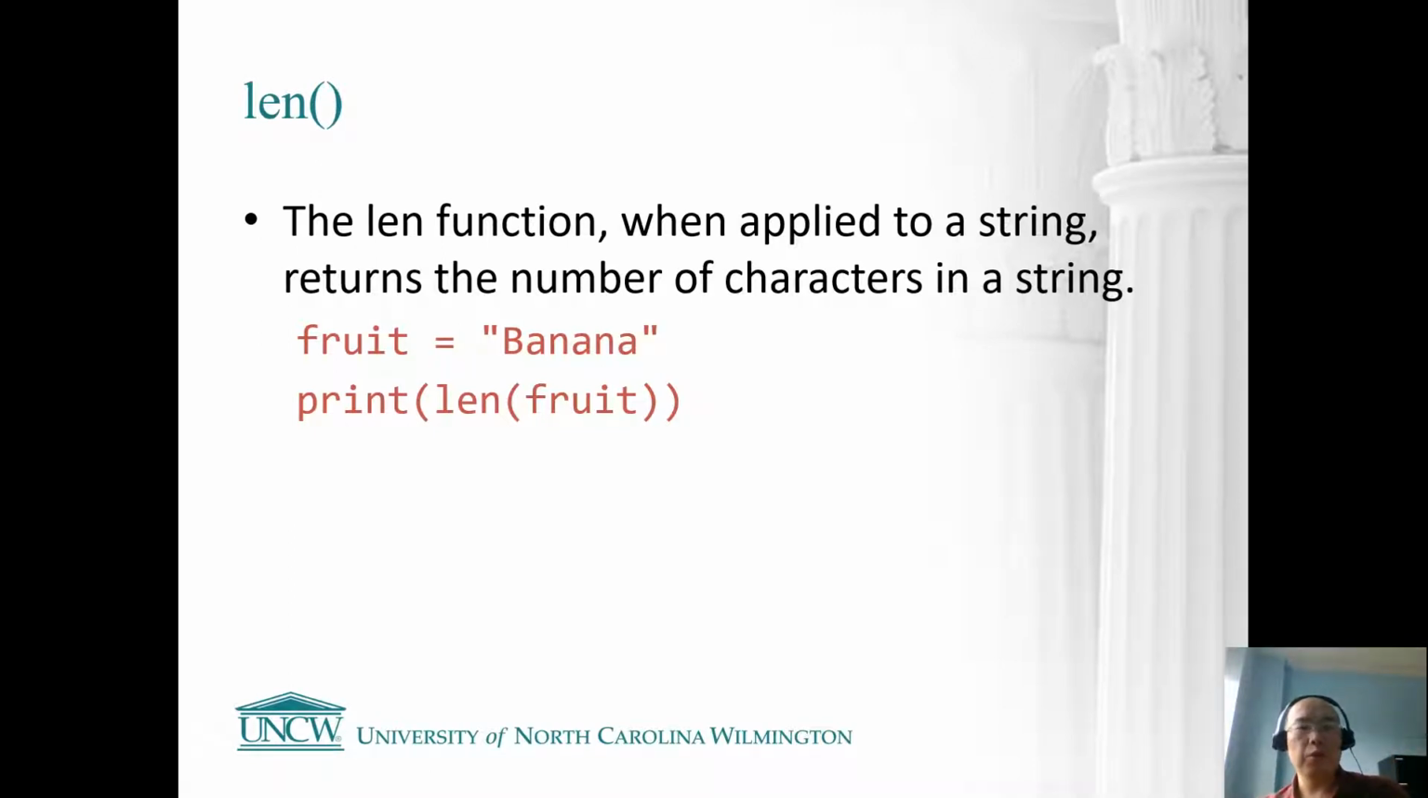And if we really want to see the 6, then we have to print it out. So we are printing the length of the fruit. The len will get the length of a string, and after getting the length, we use print to print it out so that we can finally see the 6. And if we want to just plug in the string literal banana, that is also fine.